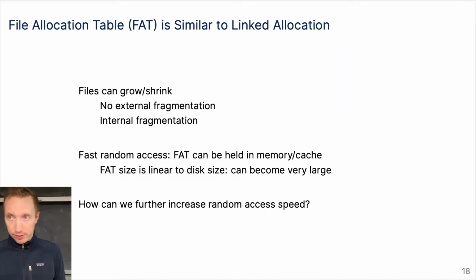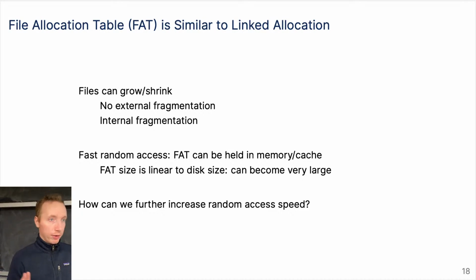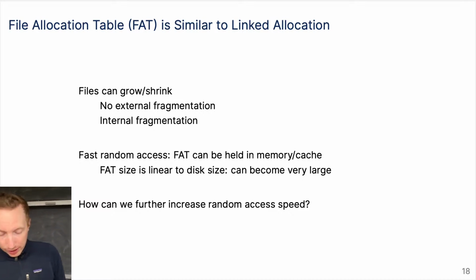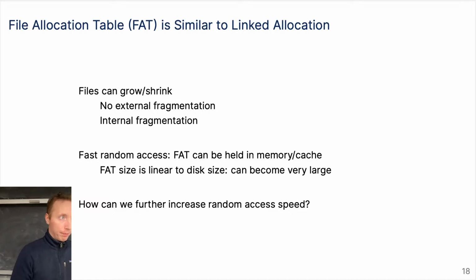So it's otherwise similar to linked allocation. The only difference is where it's storing those pointers. Instead of storing them on the page, it stores them in a table. So it still has all the same benefits: files can grow and shrink at will, you have no external fragmentation, still internal fragmentation, and you have faster random access because that file allocation table can be held in memory and cache.